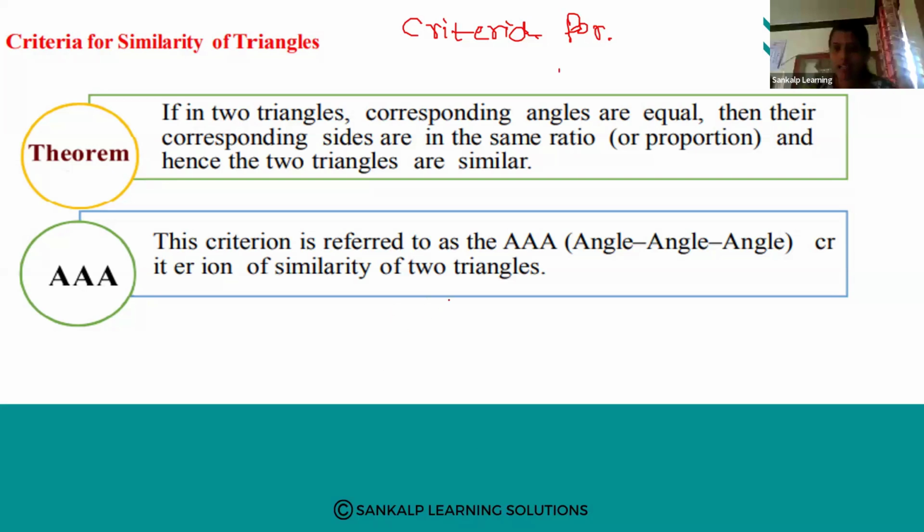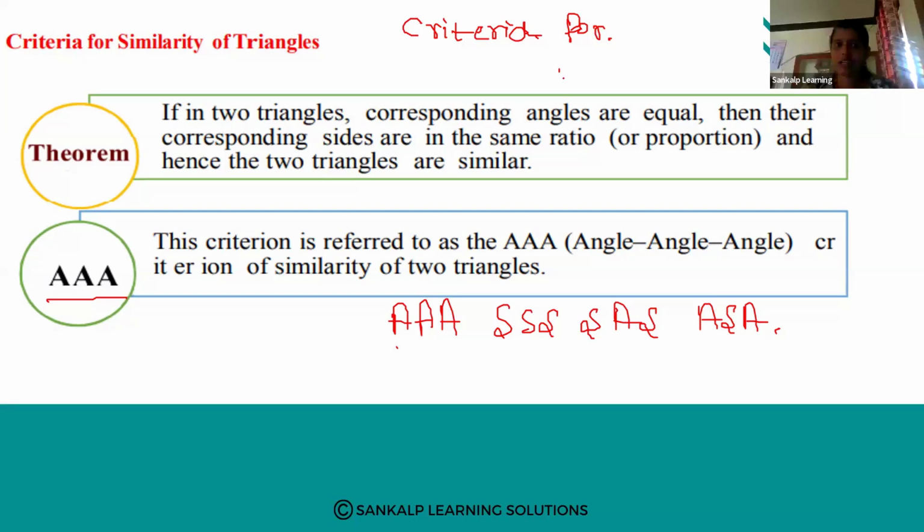See, in case of congruency, what do we look at? Angle property, side property, side-angle property. We used to look at all these. Like that, here also we are going to observe the criteria for similarity of triangles. The first one is AAA, that means the angle criteria of similarity of triangles. If in two triangles corresponding angles are equal, then their corresponding sides are in the same ratio, and hence the two triangles are similar.